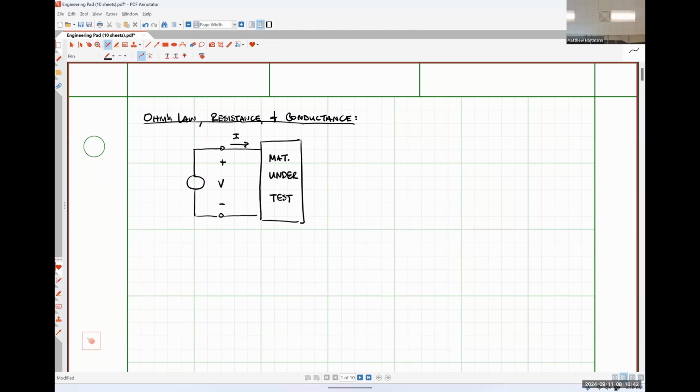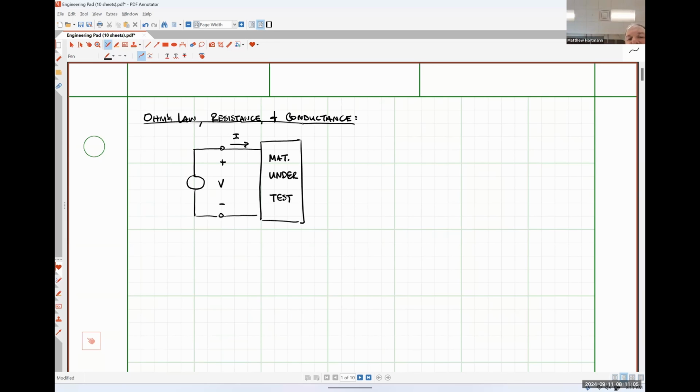Does this experimental setup look familiar to you guys? It should, because I made you do it in the last class meeting. Okay. What he found is that there was a constant of proportionality between the voltage across the terminals of the material under test and the current flowing through the material under test.